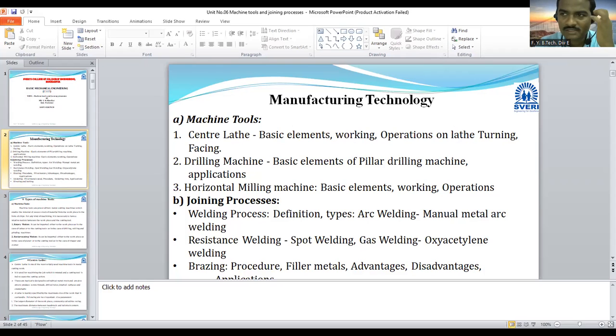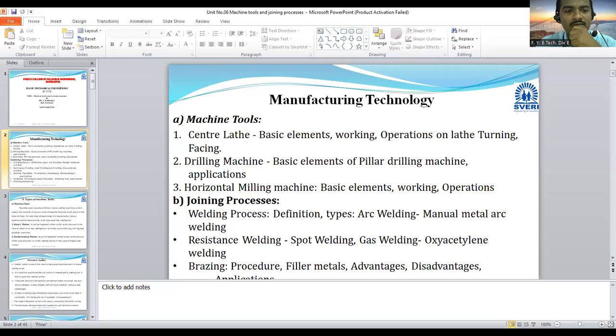So the device or apparatus which does some work, performs some task, that is called a machine. Yes, the device which is useful for performing different activities or tasks or events, that is the machine.